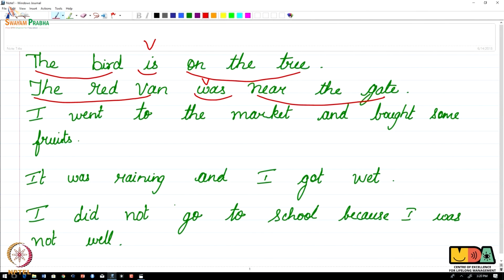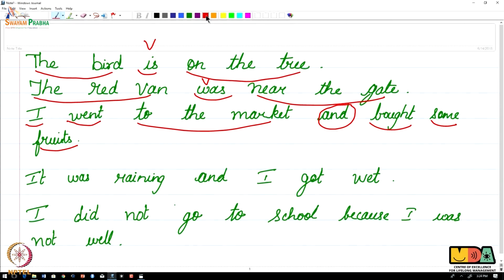I went to the market and bought some fruits. Here, if you see, we have two verbs, went and bought. And you should also be noticing that we have a conjunction, and. Now, let us circle the conjunction. This is basically to show the difference between the verb and the conjunction. Now, the phrases will be: I went to the market and bought some fruits.